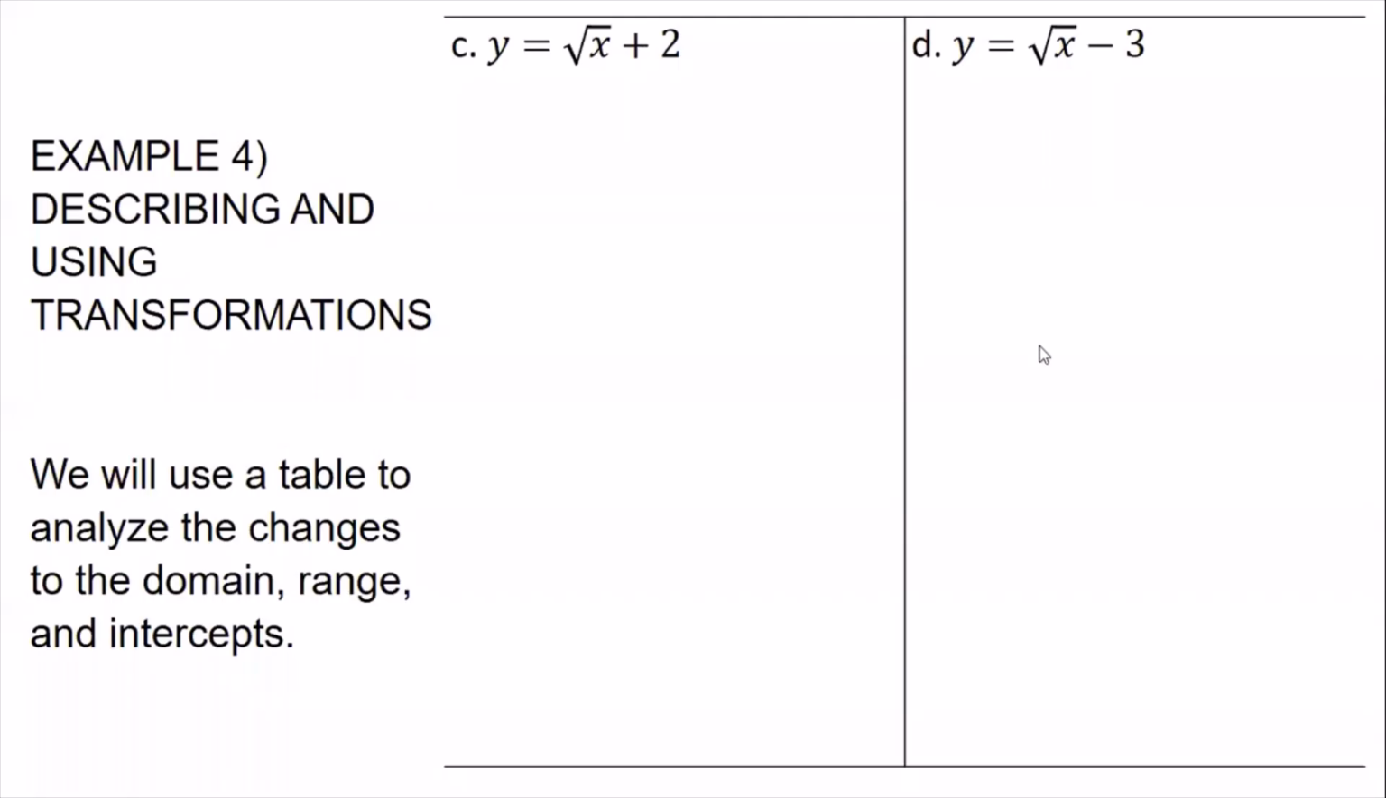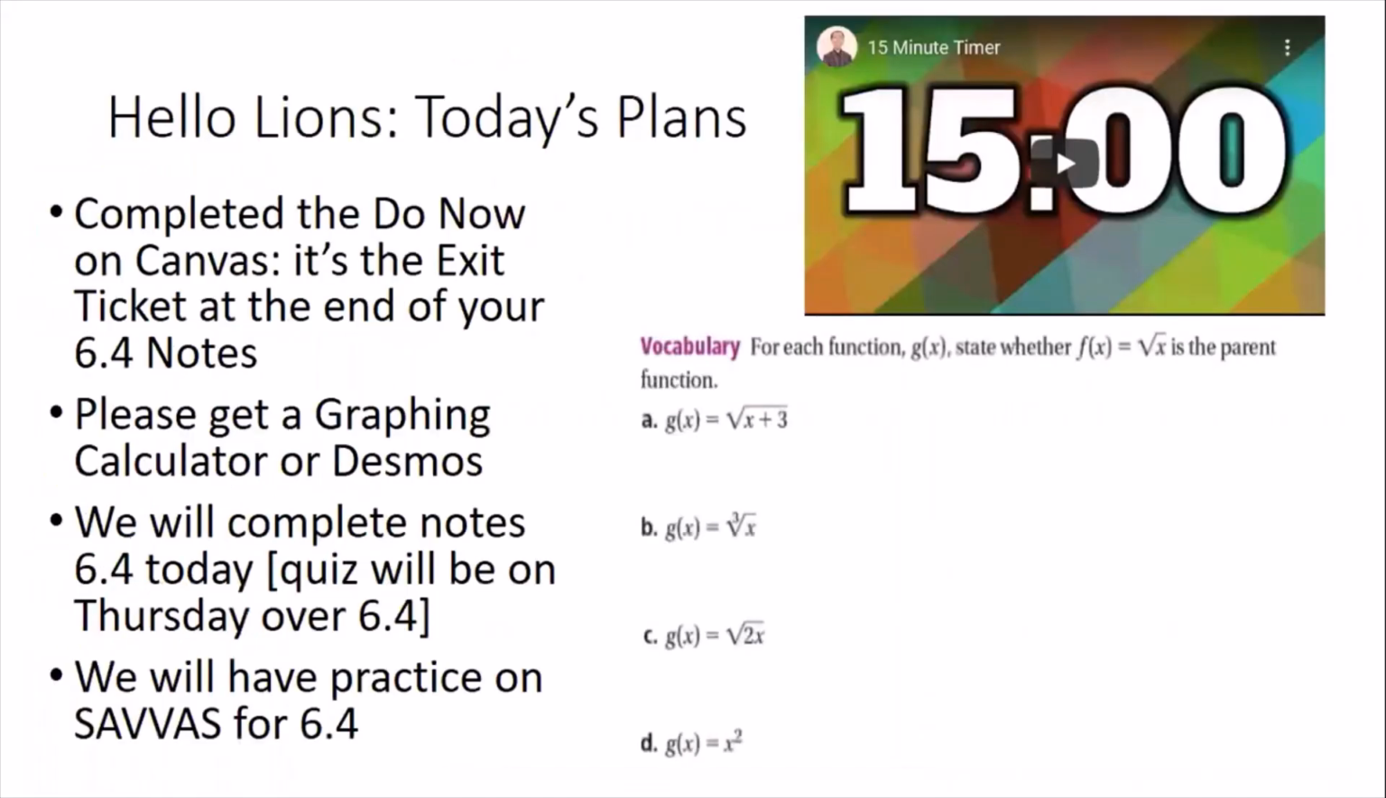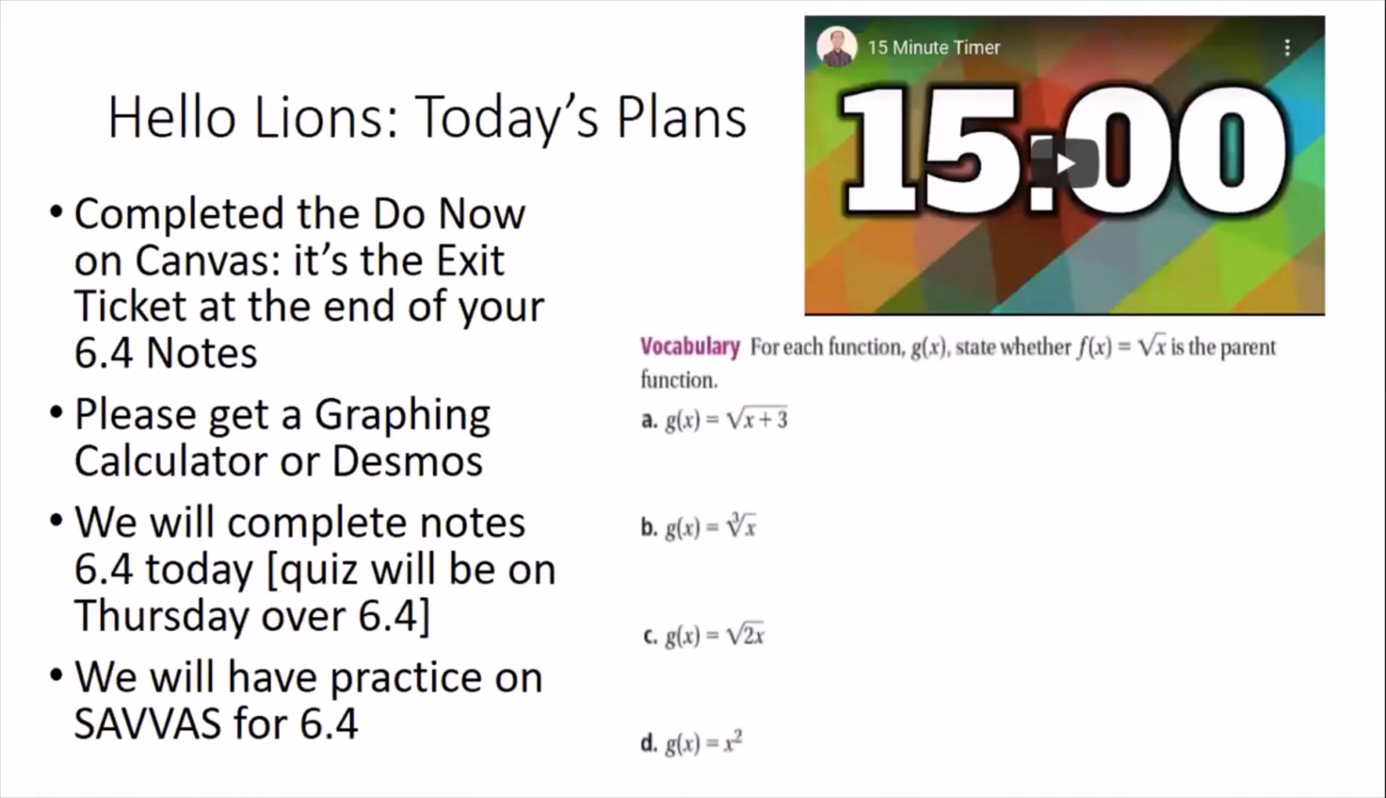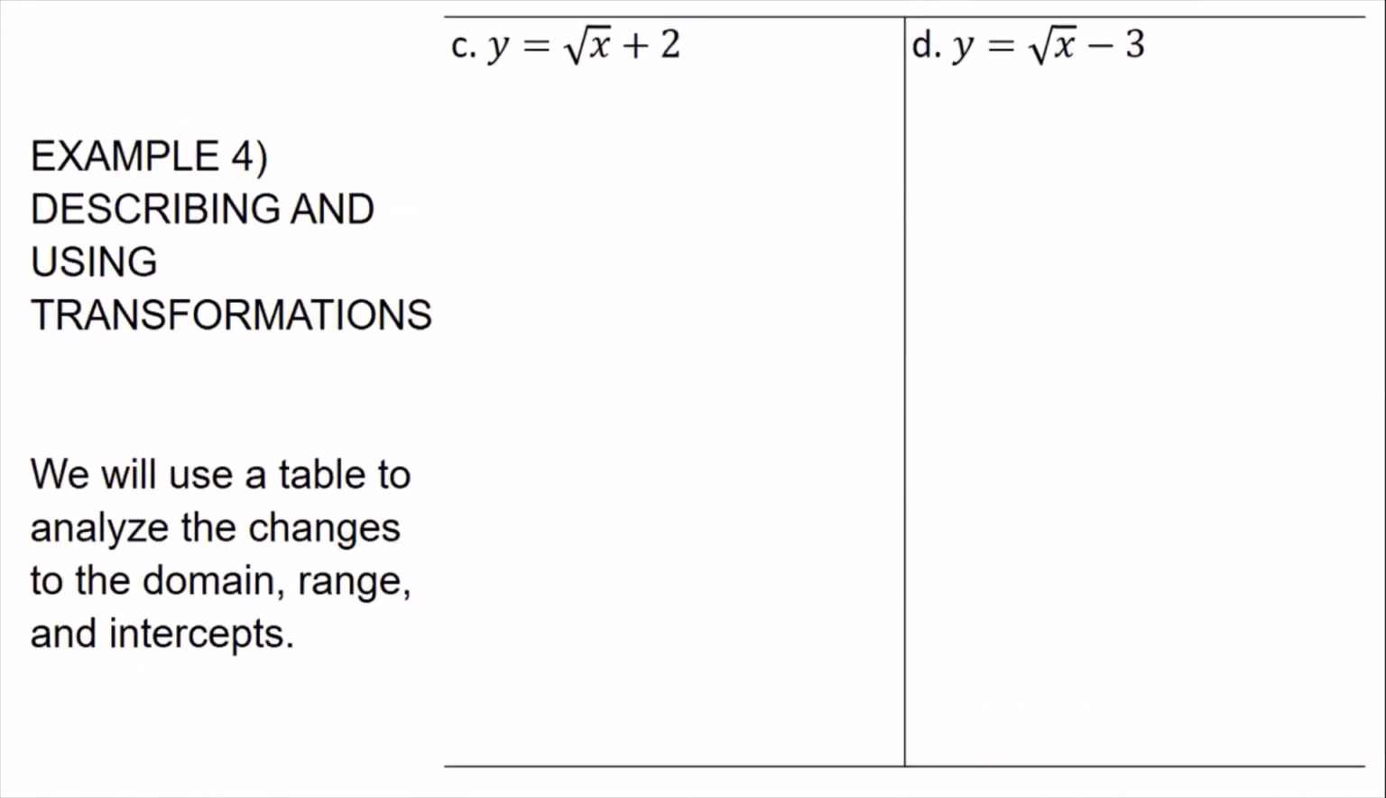Okay, so continue where we left off yesterday. We were talking about transformations. Yesterday, we talked about vertical stretch and shrink, right? So today we're going to start off with vertical shifts, translations.